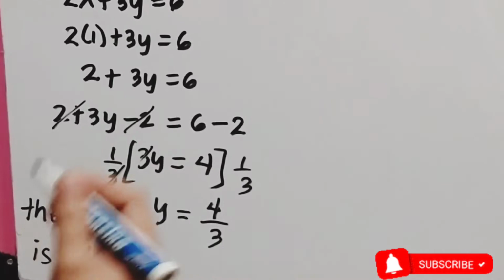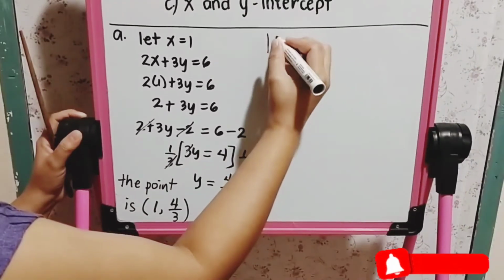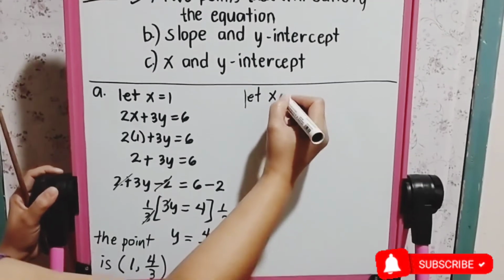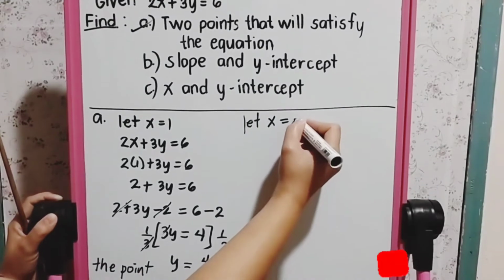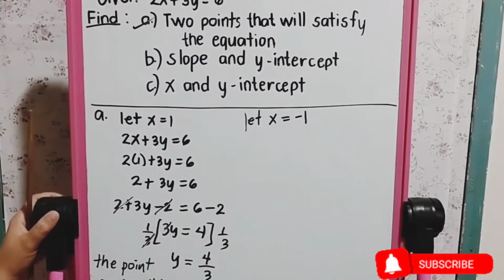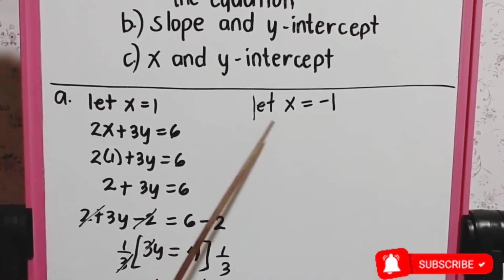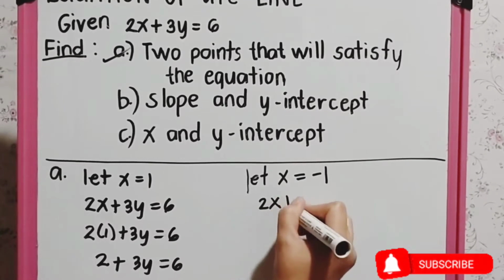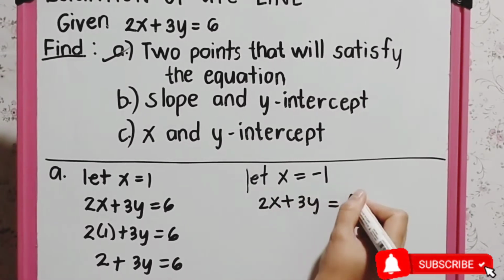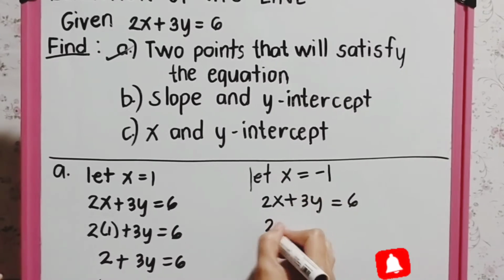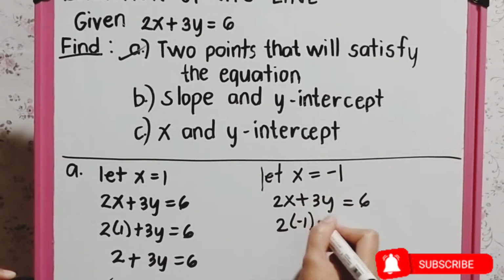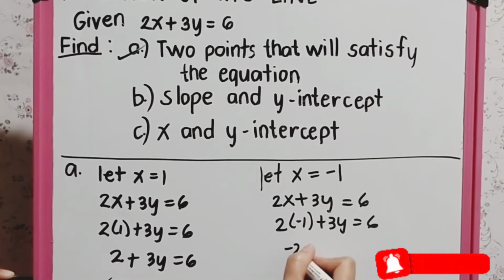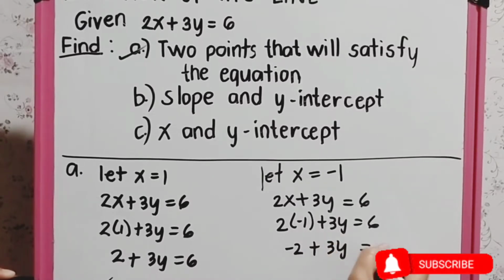Okay, let's find another point. Okay, this time, let x be equal to, let's take negative 1. Okay, if x is negative 1, let's find the value of y. The equation is 2x plus 3y equals 6. Again, we will just substitute negative 1 to our x and solve this. 2 times negative 1 is negative 2 plus 3y equals 6.